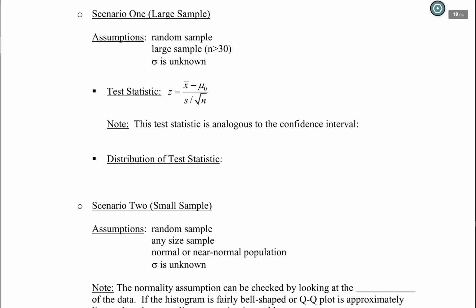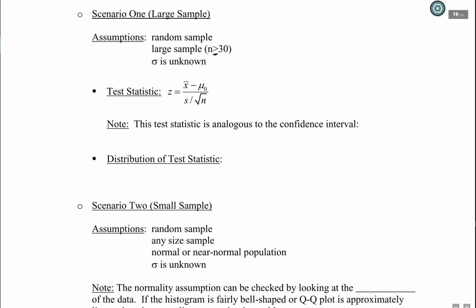The conditions here are that we have a random sample, a large sample, and sigma is unknown. The test statistic here looks just like the one that we had before, but what we've done is we have replaced sigma with S, and that's a very natural thing to do here. And it turns out that this test statistic has an approximate standard normal distribution.